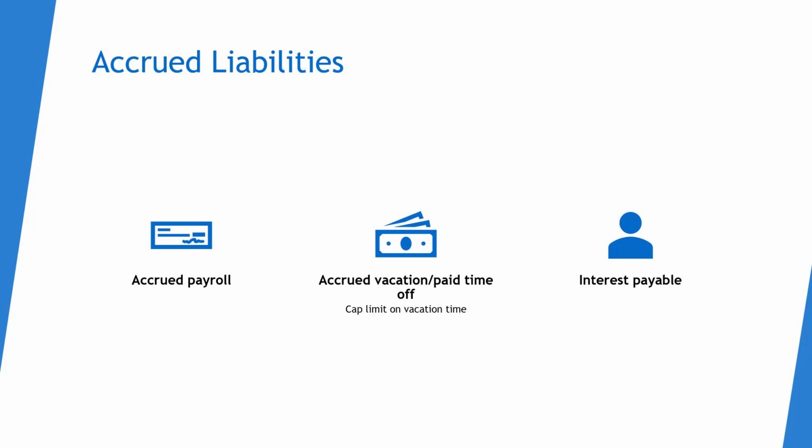And then interest payable. If you have a note payable or sometimes a line of credit, you're going to have interest that you're going to have to pay on it. And it's very similar to accrued payroll. You get to the end of the year, December 31st, if you happen to, quote, shut down the business on that day, how much interest on the note would you still have to pay? That's what interest payable is concerning.